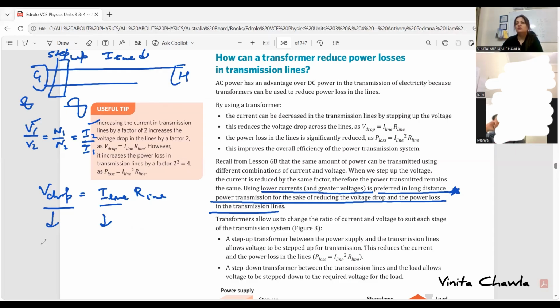Because if the voltage drop is decreased, the power loss is also decreased, because power loss is nothing but V drop times I line. Because current is decreased, the voltage drop is decreased, and because the voltage drop is decreased, power losses are less. Okay, so in long distances, we prefer lower values of current. Why? For the sake of reducing the voltage drop and the power loss in the transmission lines.